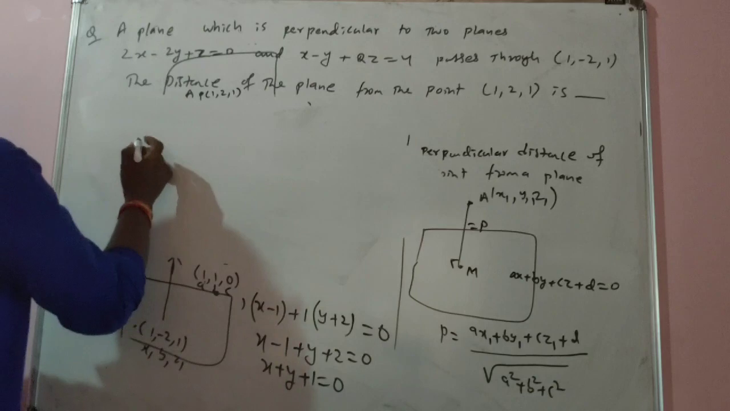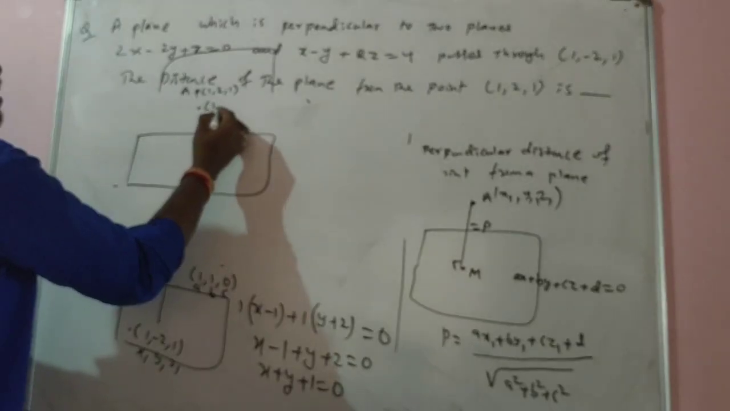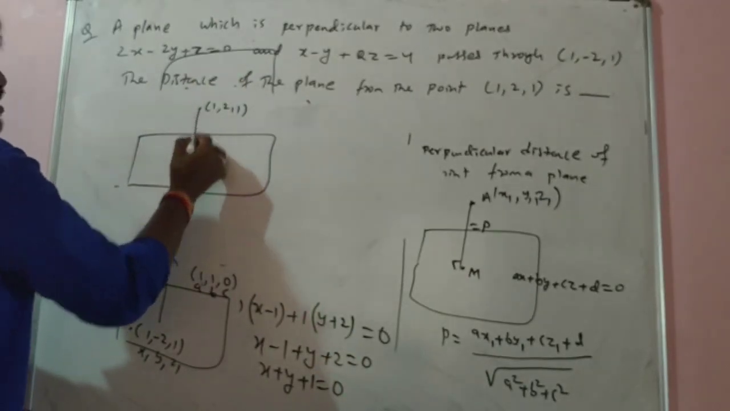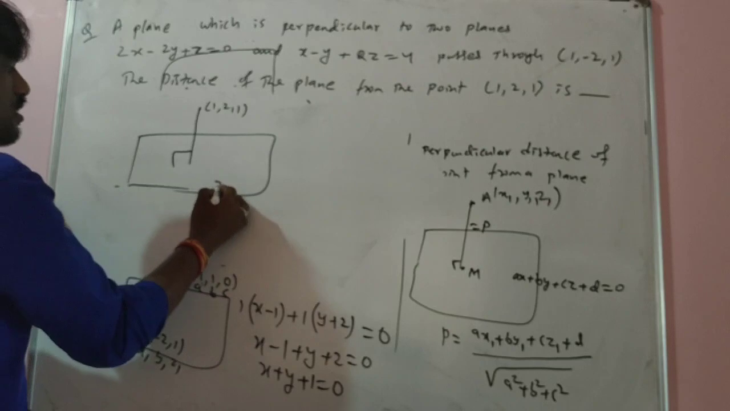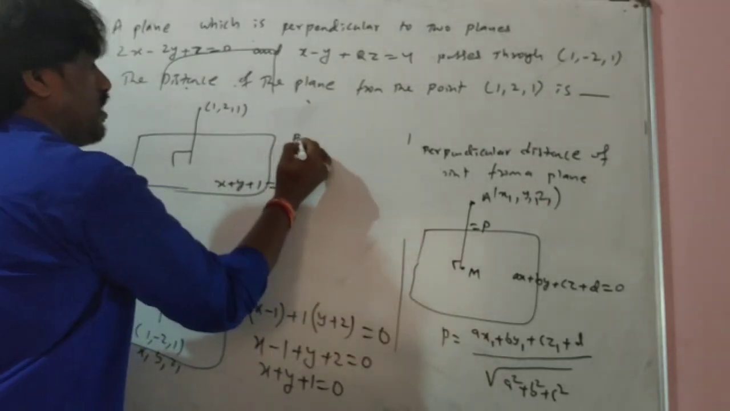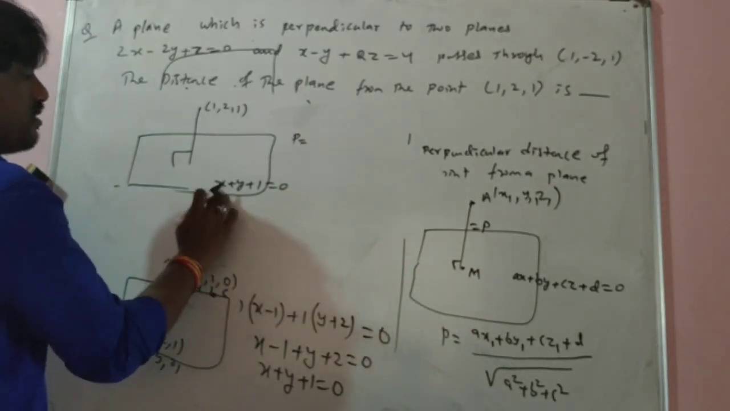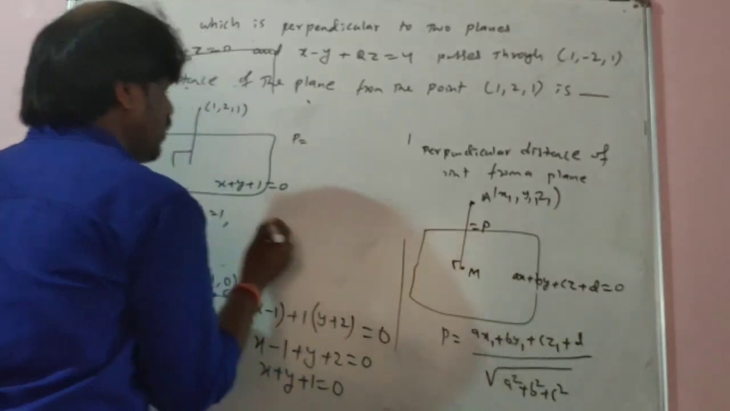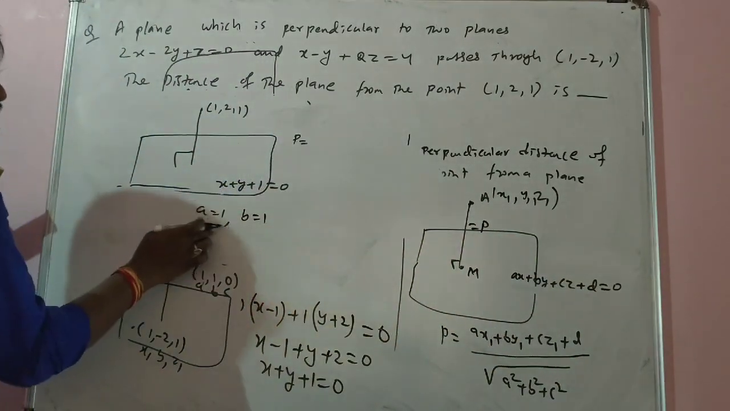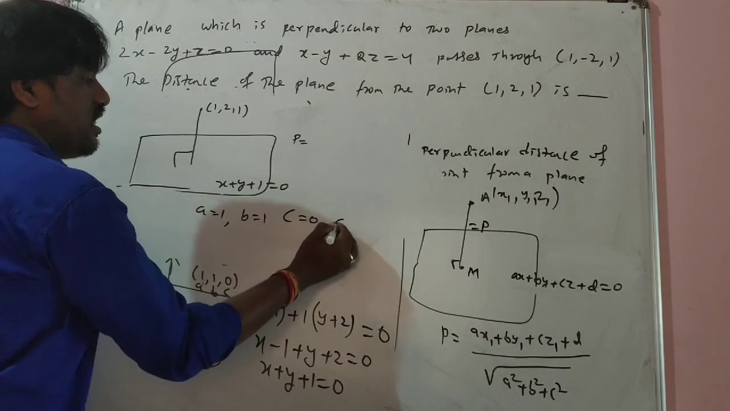You have the equation of the plane, and you have to find the distance from the point 1, 2, 1. From this point, I have to find the perpendicular distance. And you have this plane, that is x plus y plus 1 is equal to 0. You just substitute in the perpendicular distance formula. If you compare with the plane equation, a is equal to 1, b is equal to 1, c is equal to 0, sorry, d is equal to 1.